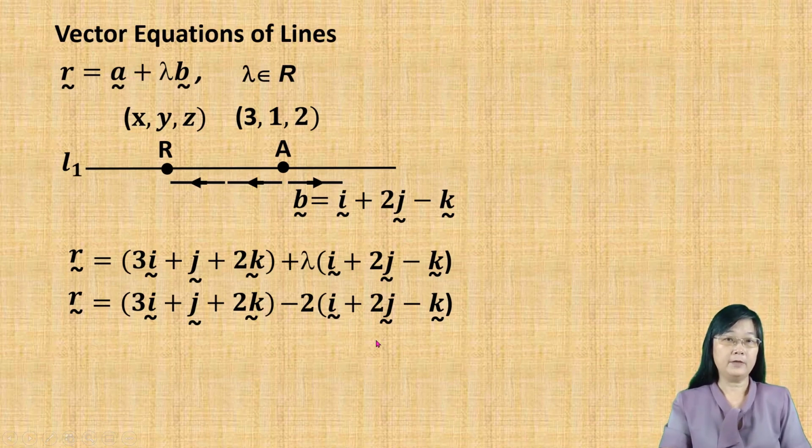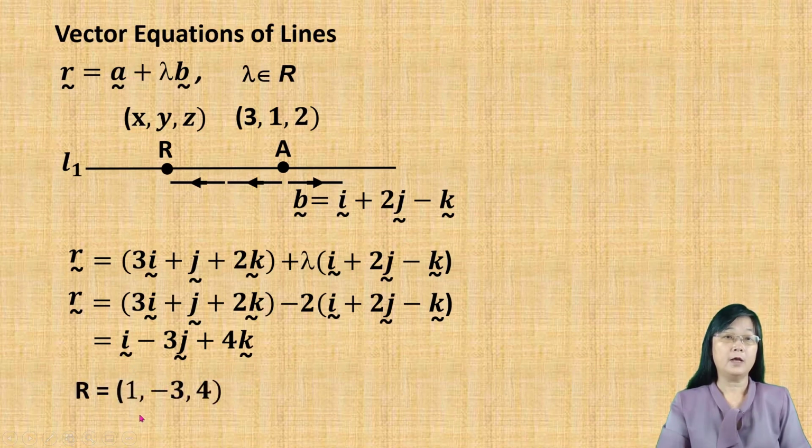So when I simplify here, I will get i minus 3j plus 4k. So this is the position vector of the point r. From the position vector of point r, now I can get the coordinates of point r. They are 1, negative 3, and 4.